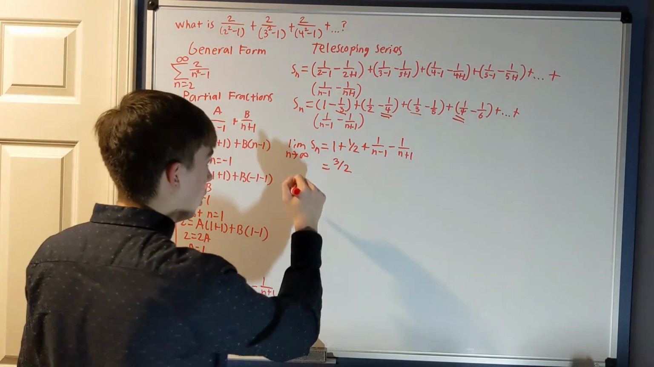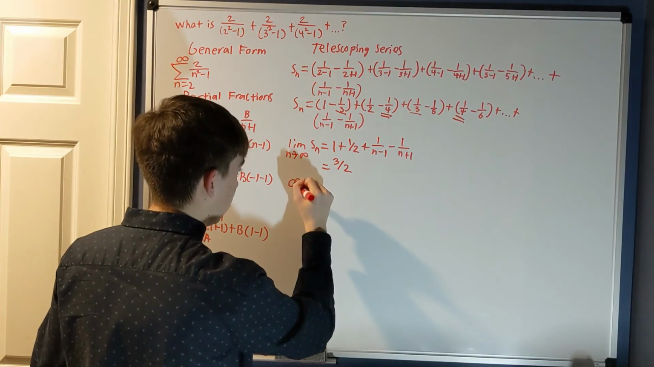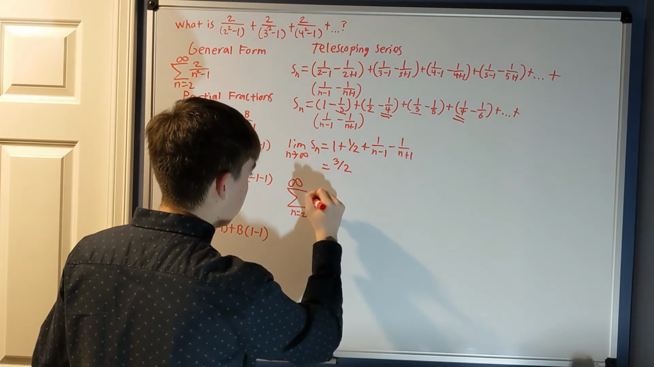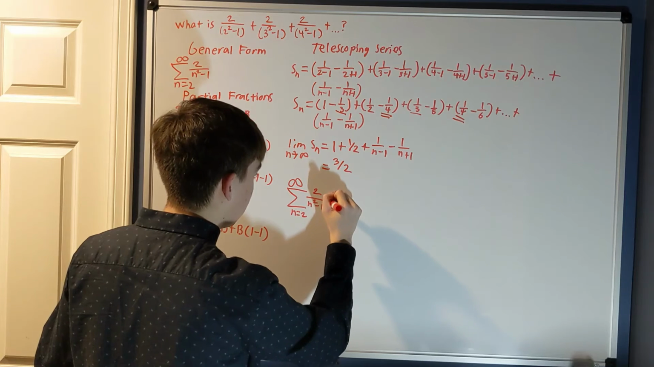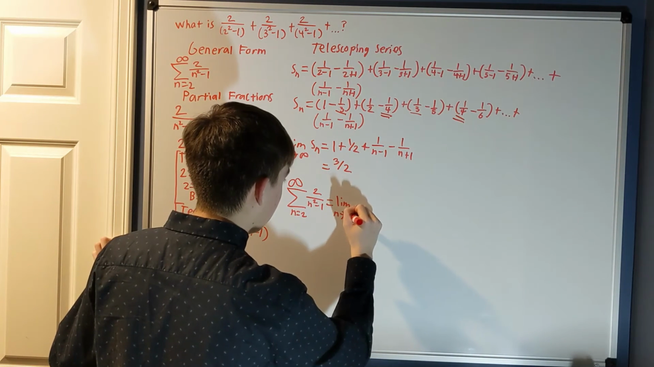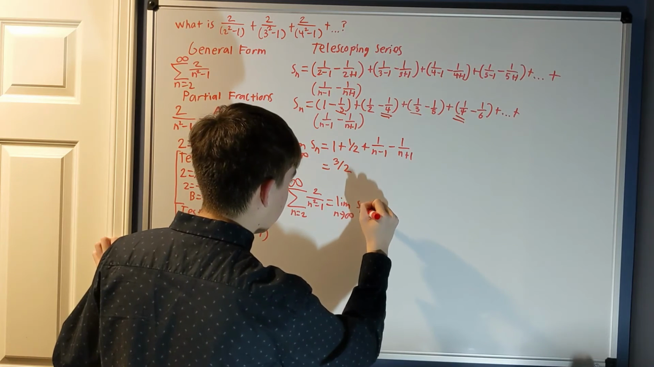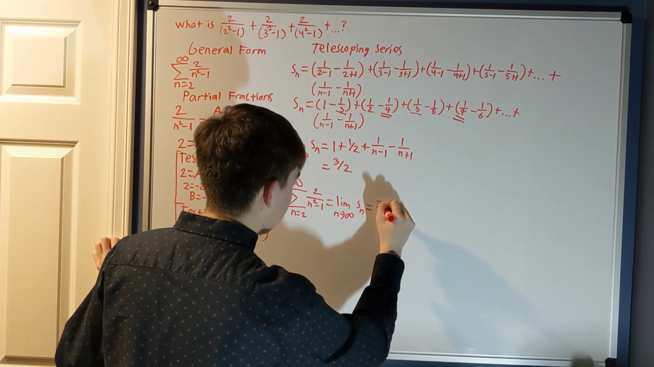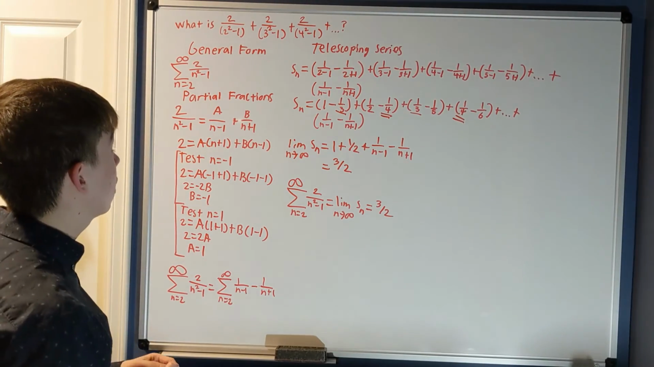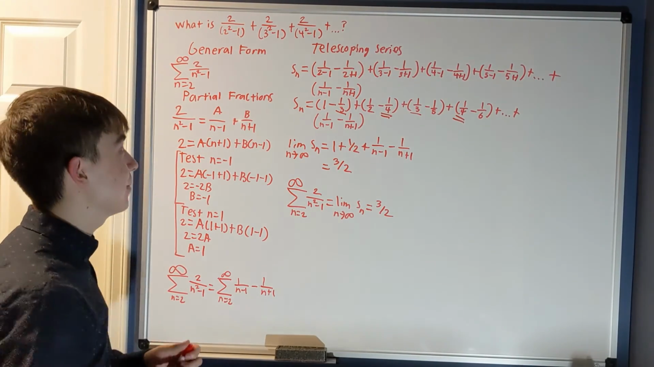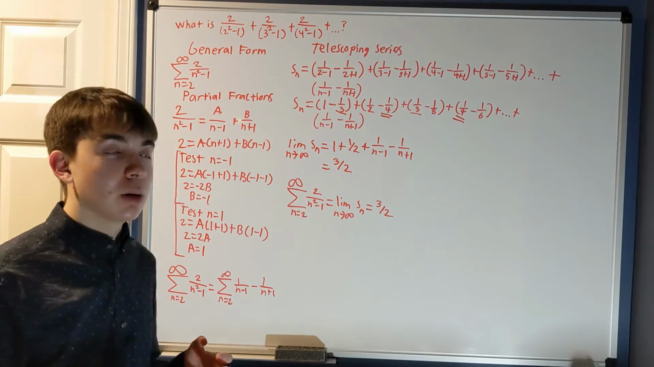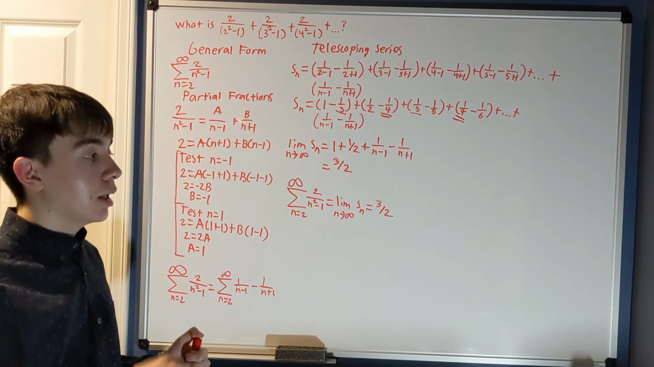So to conclude, the sigma in the sigma notation, 2 over n squared minus 1, was the limit as n approaches infinity of this s of n, and that's going to equal 3/2. So to answer the final question, what is 2 over 2 squared minus 1 plus 2 over 3 squared minus 1 plus 2 over 4 squared minus 1 continued?